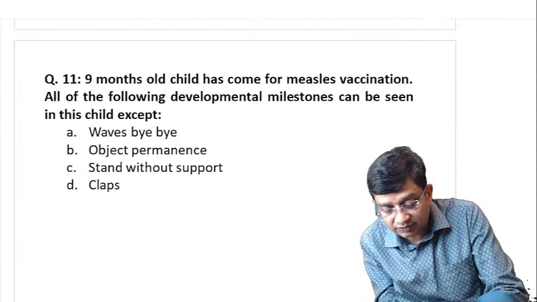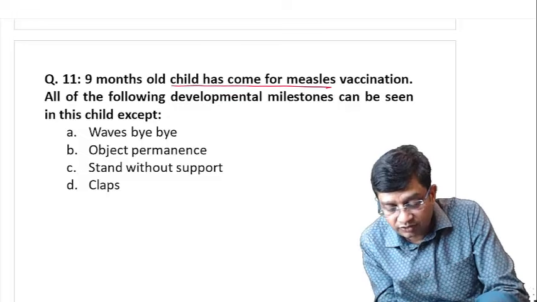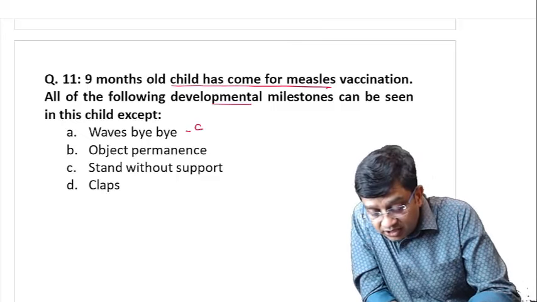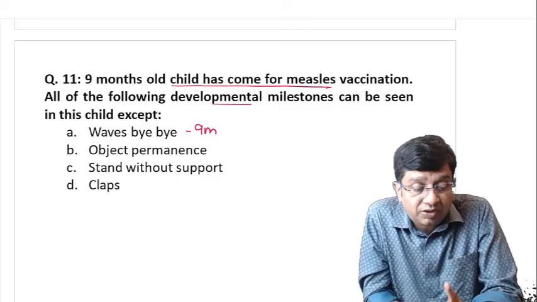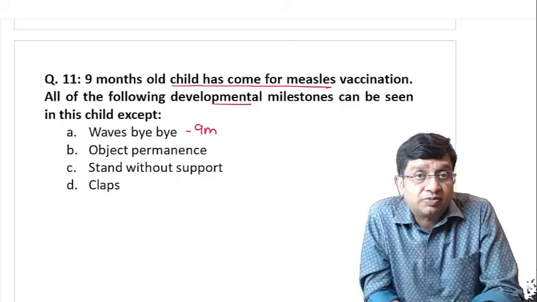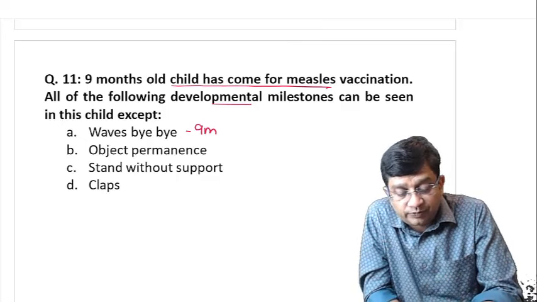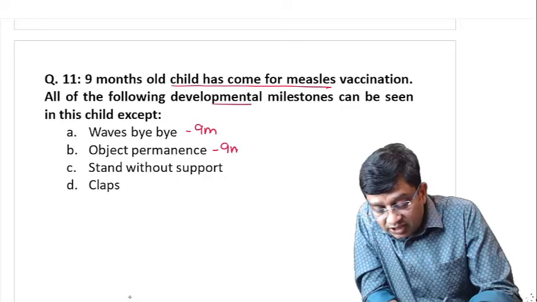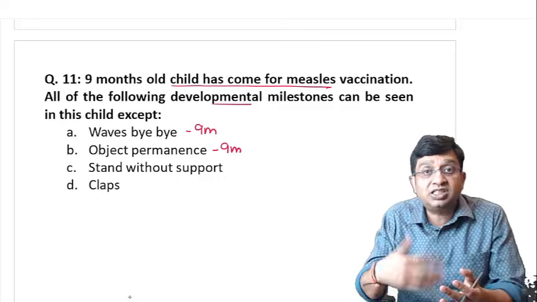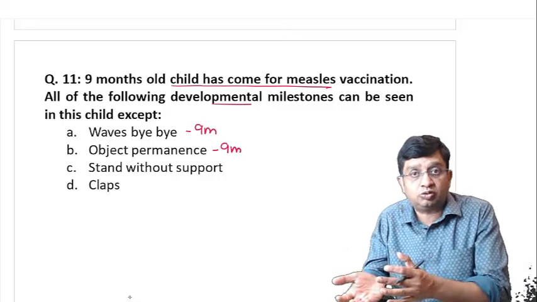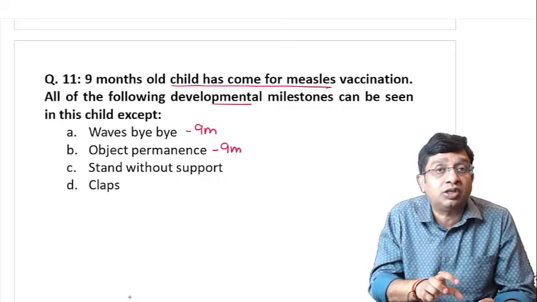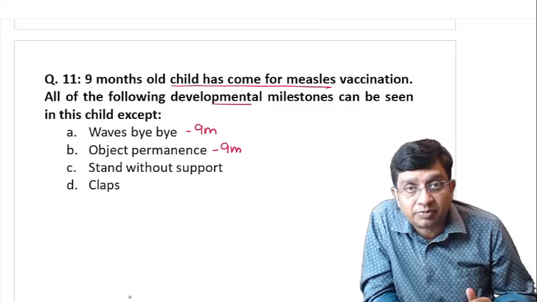A 9-month-old child has come for measles vaccination. All of the following developmental milestones can be seen in this child except: waves bye-bye, that comes at 9 months. Always remember, when the child comes for the measles vaccination for the first time, he waves bye-bye for the first time. So this is okay. Object permanence comes at 9 months. There is an object. You cover it with a cloth and say to the child, magic lost. The child uncovers the cloth and shows you the object. He understands that objects are permanent.